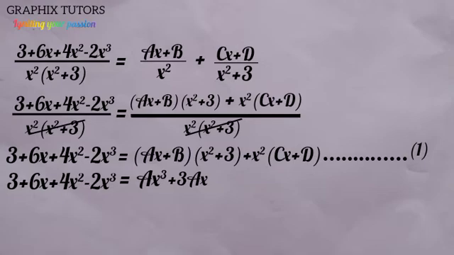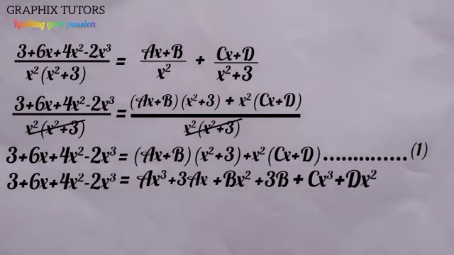Now I'll go to the next one. Use the b to multiply the other one. We have b times s squared will give you bs squared. B times 3 will give us 3b, plus cs times s squared gives you cs cubed, plus d times s squared will give you ds squared. We are having this. Now you rearrange according to their degree.